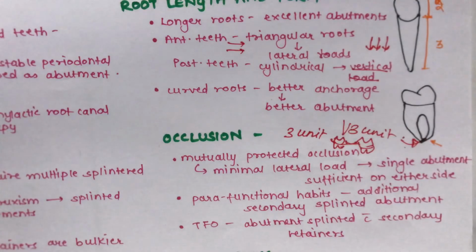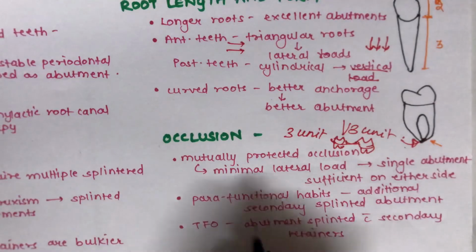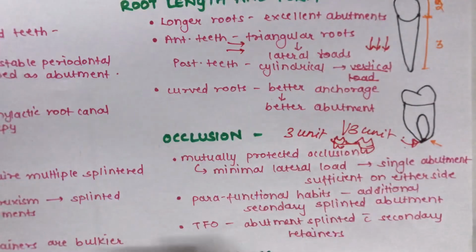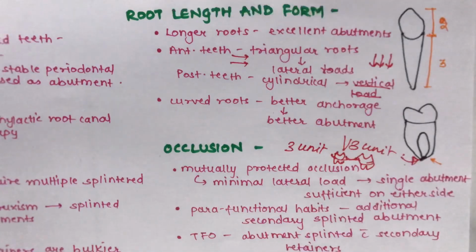If the occlusion is good, only then can you use this ideal 3 unit FPD. But if the patient has parafunctional habits, you have to add an abutment. Now if the patient is suffering from trauma from occlusion, the abutments should be splinted with an additional or secondary retainer to support that FPD.